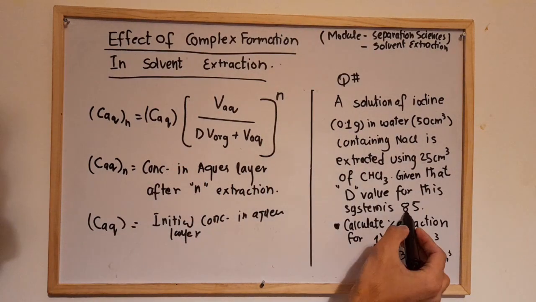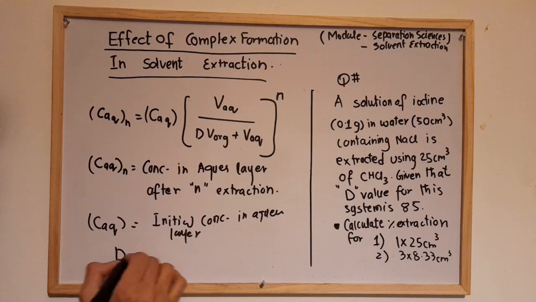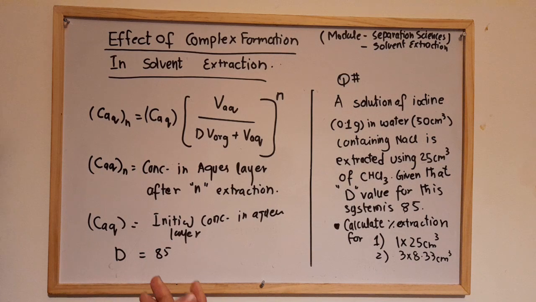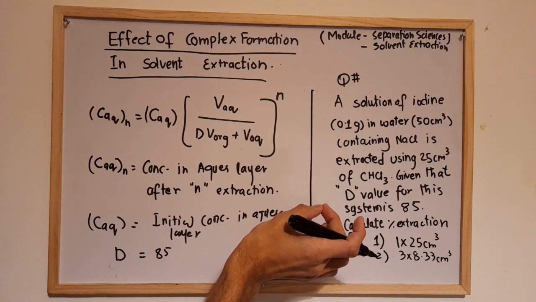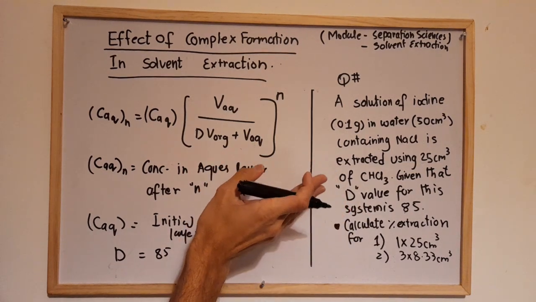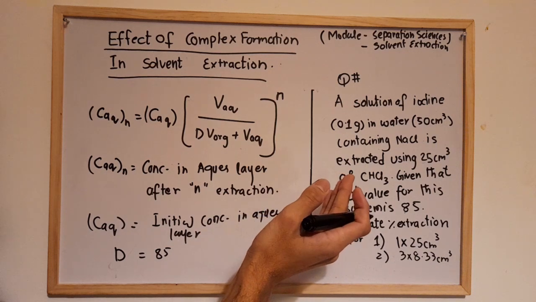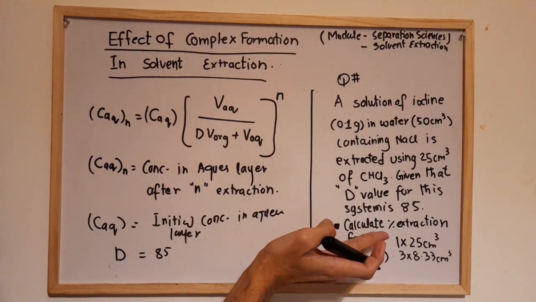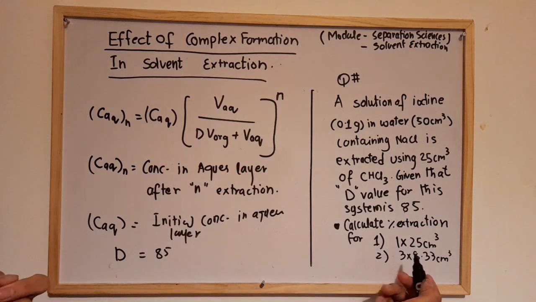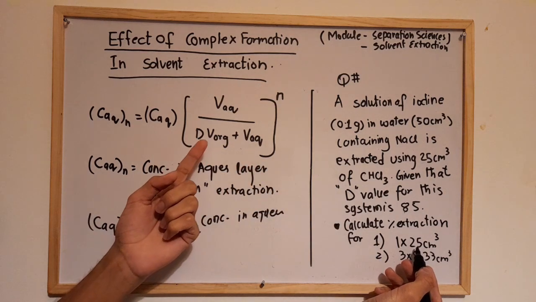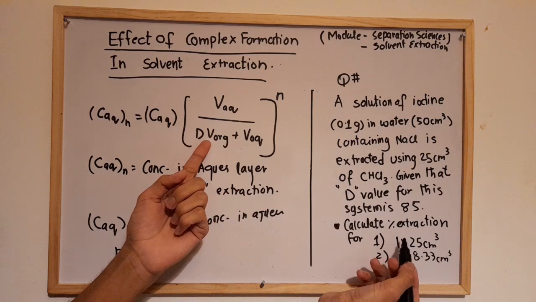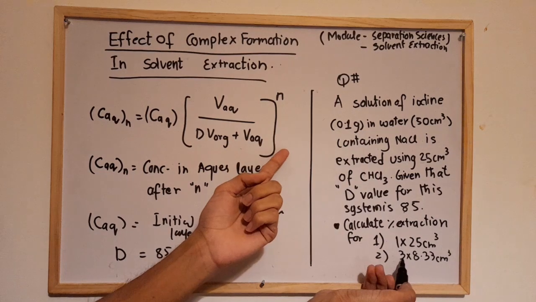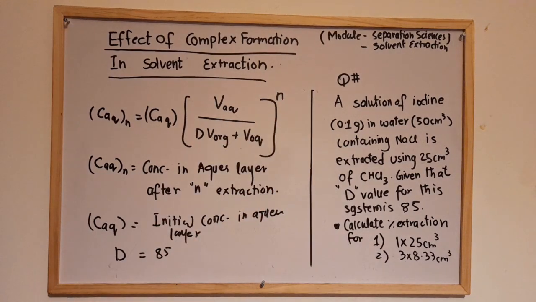D is the distribution ratio, and that is 85. Now I've already mentioned that distribution ratio is basically the amount of the solute present in organic layer divided by the amount of the solute present in aqueous layer. We will use this formula for two cases: when we use 25 centimeter cube, and the second case when we use 8.3 centimeter cube. For the first case n would be 1, for the second case n would be 3. So I will just use all these values in this numerical.